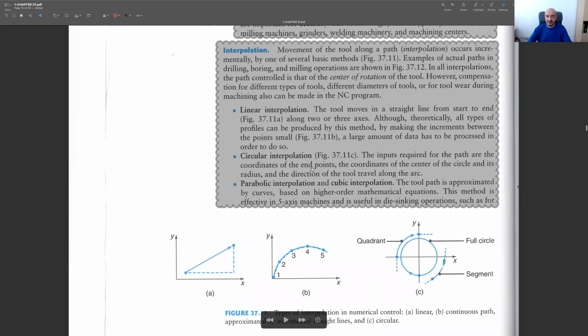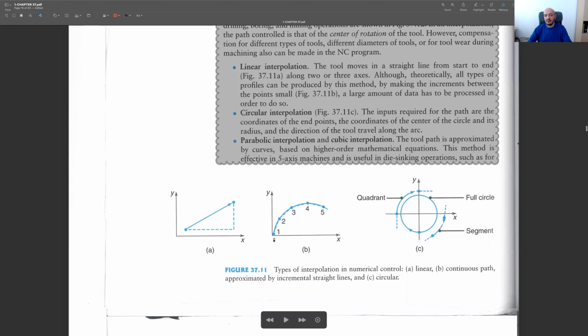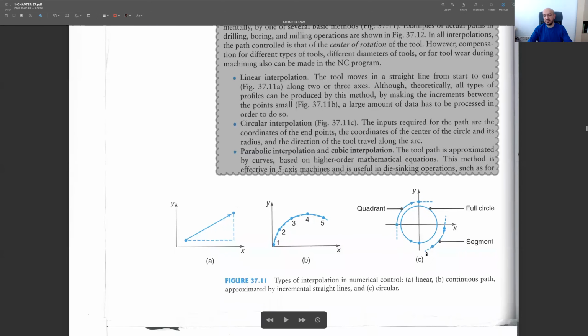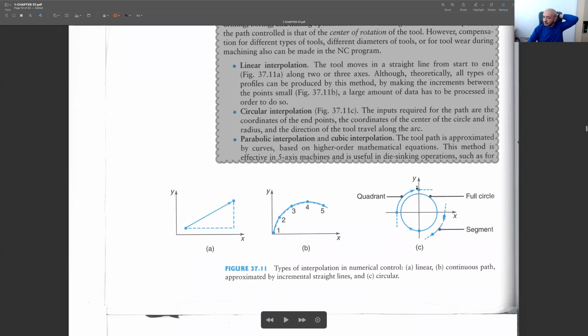But if it's a circular interpolation, then we need to provide more information. For instance, this is a starting point and an ending point, then we need to provide the center, and also the angle our machine should cover. And the parabolic one is more complicated. You need to give more information to the machine so that it can perform such complicated paths.